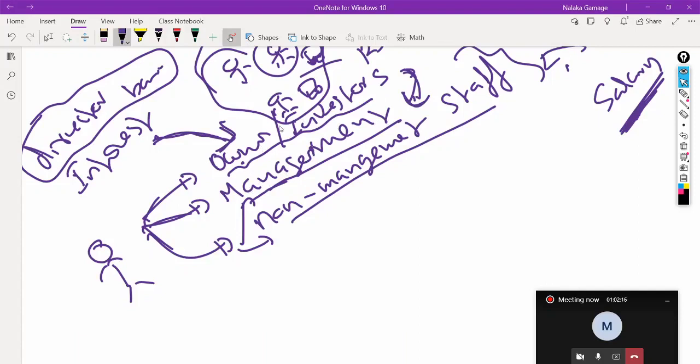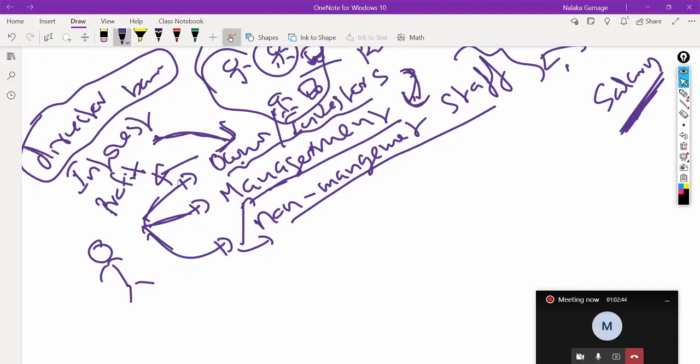So what do these directors and other shareholders get? What they get is profit. They invest, and as a return they get profit. They don't get a salary unless they are involved in some operational tasks, and usually they don't get involved in operational stuff.